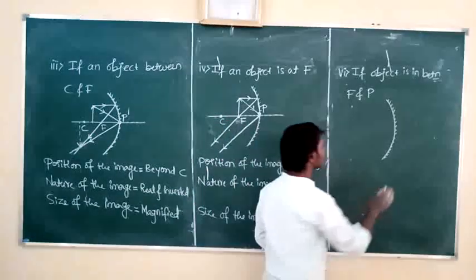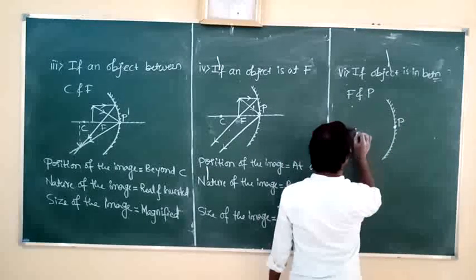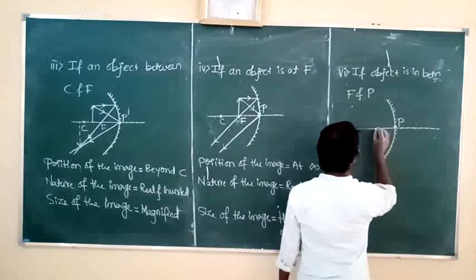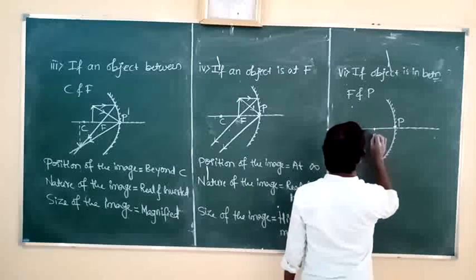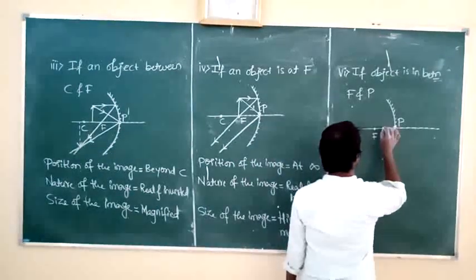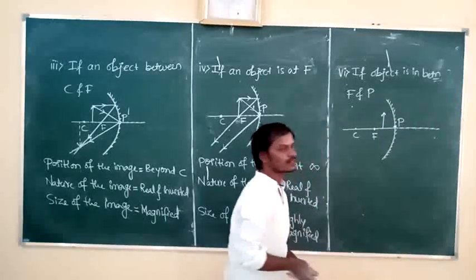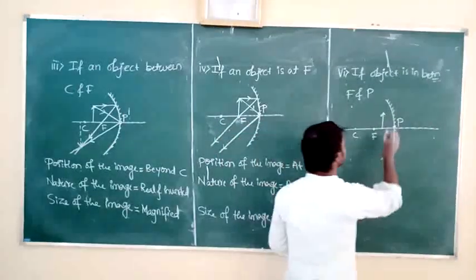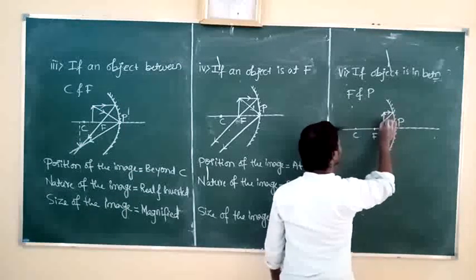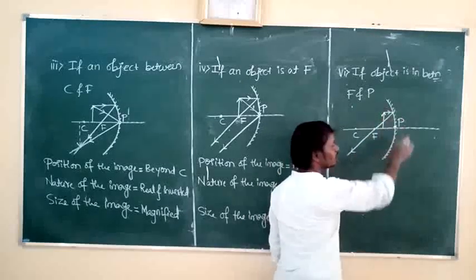It is the pole, center of curvature, principal axis. Now it is the focus. Focus is exactly in between C and P. Now where is the object? Object in between F and P. Again, the first ray is parallel to the principal axis. After reflection, the reflected ray passes through the focus. All rays are coming from the head of the object.